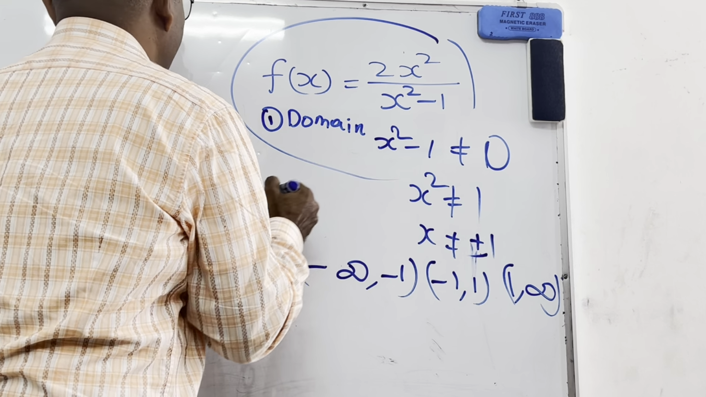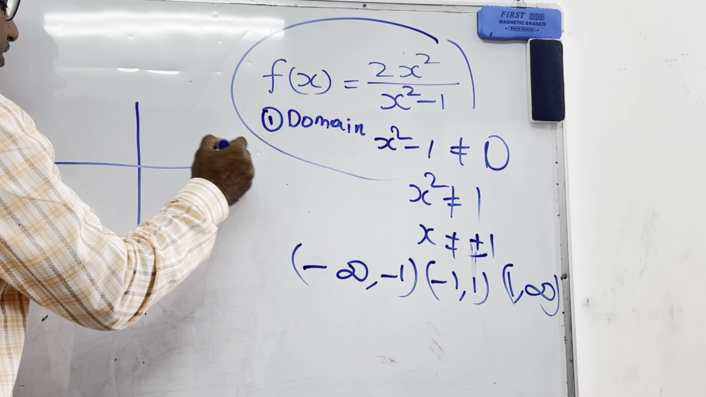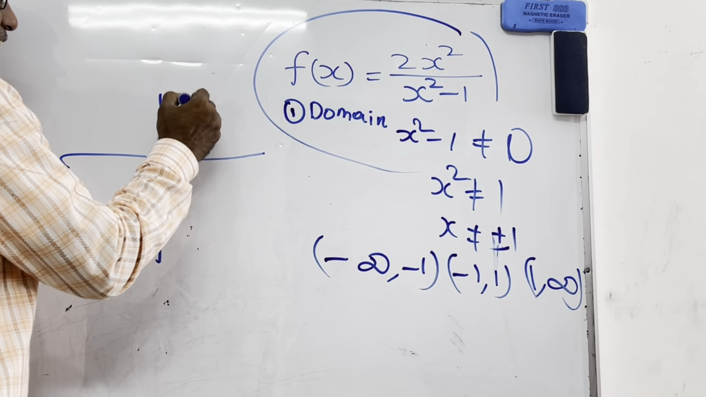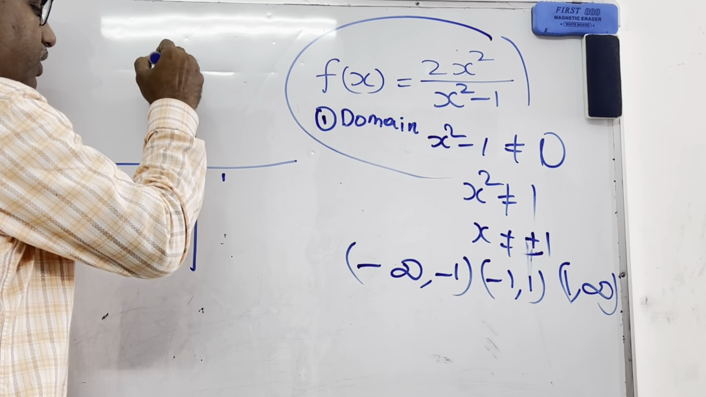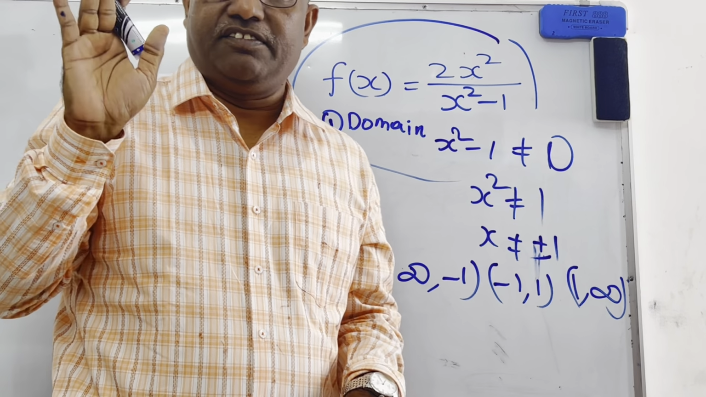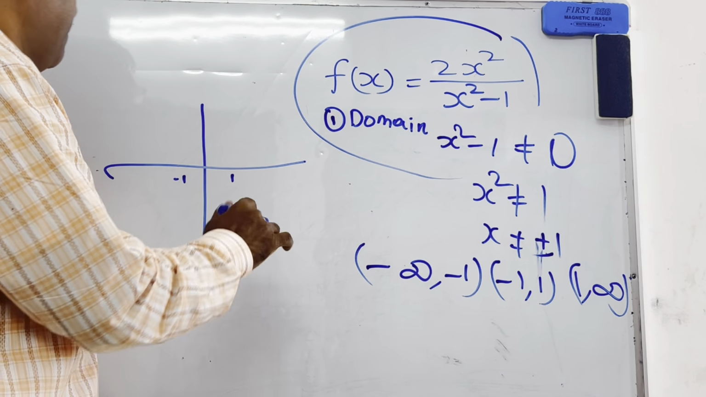From this what do we conclude? In the graph, at 1 and minus 1 there is no line. Okay. This point we concluded.